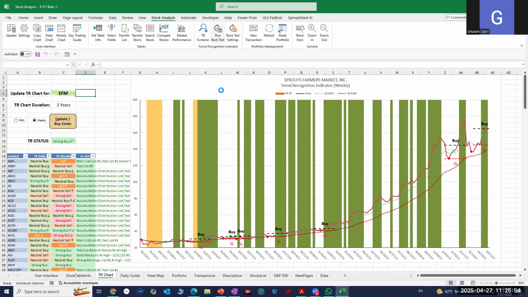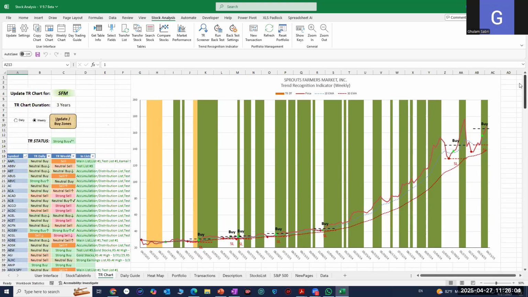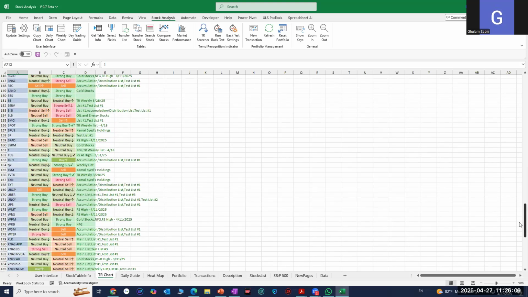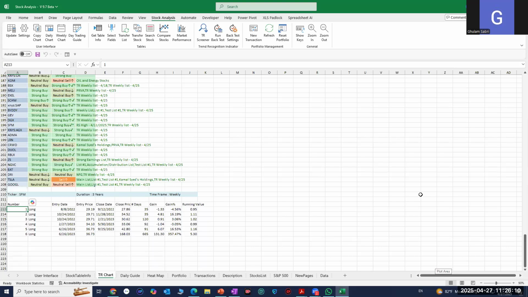When we run the back test, starting from the very first, it will recreate the chart itself. It's done, and then it will display the results at the bottom. Here are the results of the back test. Following this strategy, for the time being we are only selecting the long strategy.